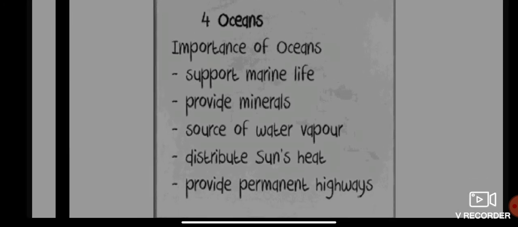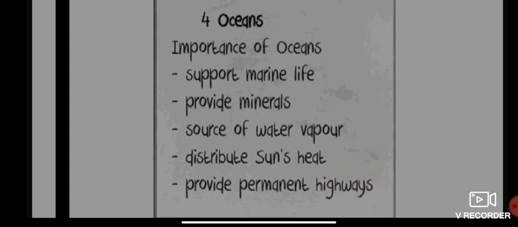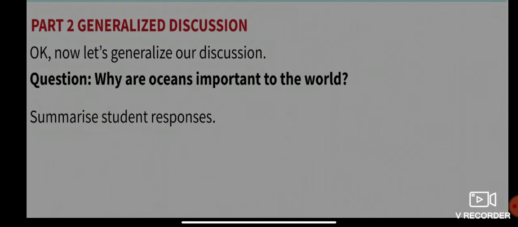The question is also asking the importance of oceans, right? They support marine life, provide minerals, a source of water vapor, distribute sun heat, and provide permanent highways. So these are the importance of oceans. They support marine life, those animals and plant species which live in the ocean. They provide minerals, provide a source of water vapor, distribute sun heat, and provide permanent highways for transportation.